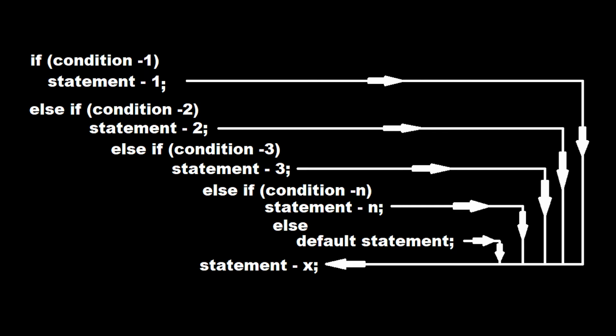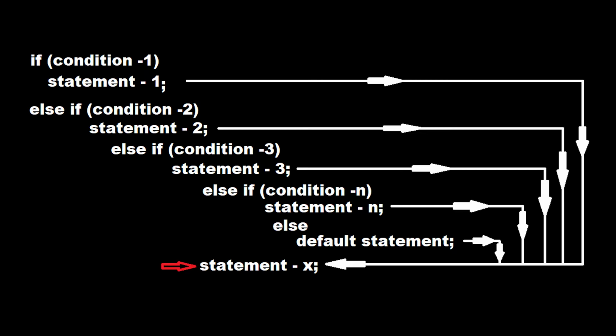So here you can see the if statement has the condition 1 and the statement 1. Then the else if has the condition 2, statement 2, and similarly it will go on. And finally, the final else statement will have the default statement. And then after all, it will give the control to the statement X. This construction is known as the else if ladder.